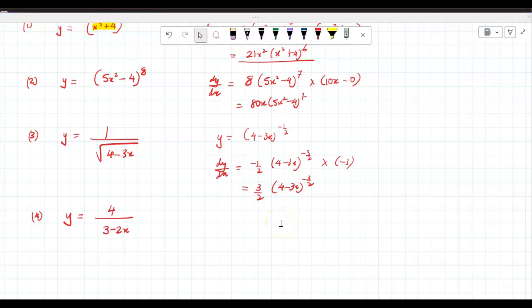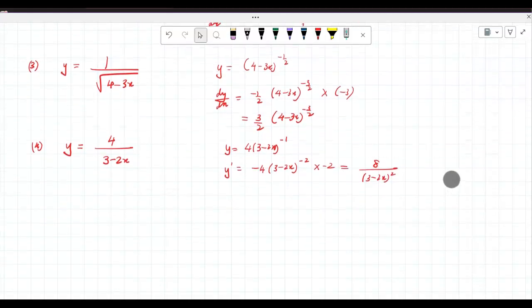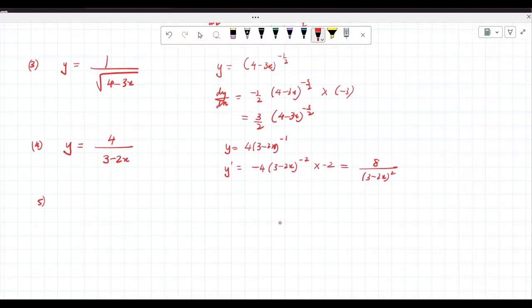It won't matter whether you apply the quotient rule or this rule, but we are focusing on the chain rule. So get this on top. Then y dash is equal to minus 4 (3 minus 2x) raised to minus 2 into minus 2. So that's 8 upon (3 minus 2x) cubed. Okay.